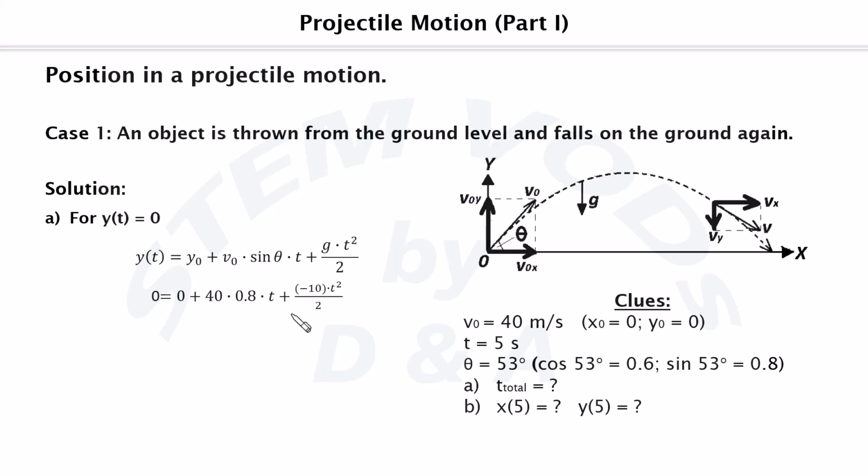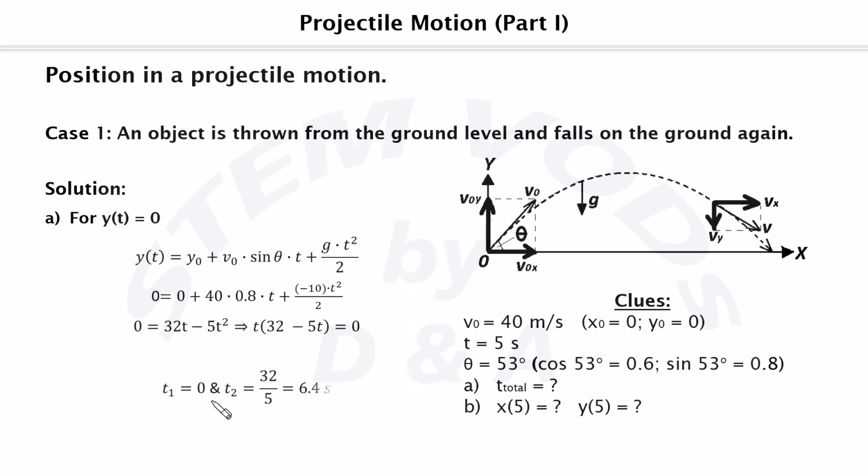Doing the operations yields 0 equals 32t minus 5t squared, or 5t squared equals 32t. This equation is factorized as t times (32 minus 5t) equals 0. The first solution is t equals 0. It represents the first time when the object has been at the ground level. We know that this occurred at the moment when the object was launched, so we are not interested in this value, but we found it for the calculation's sake.